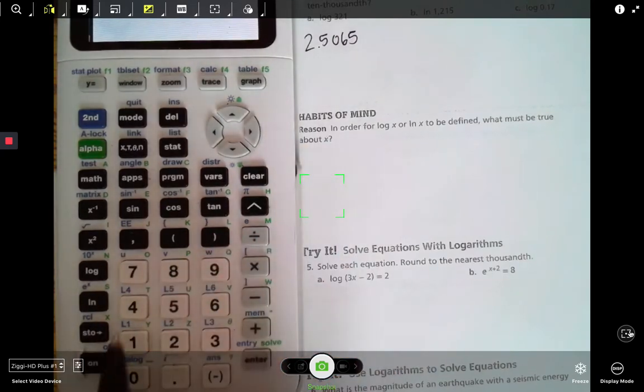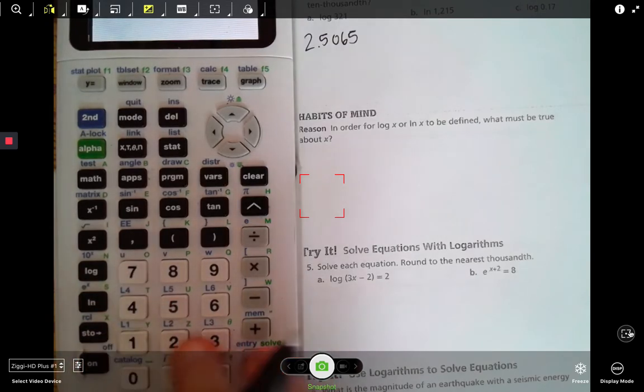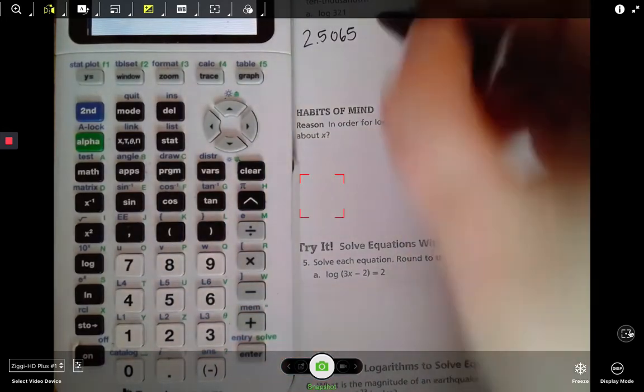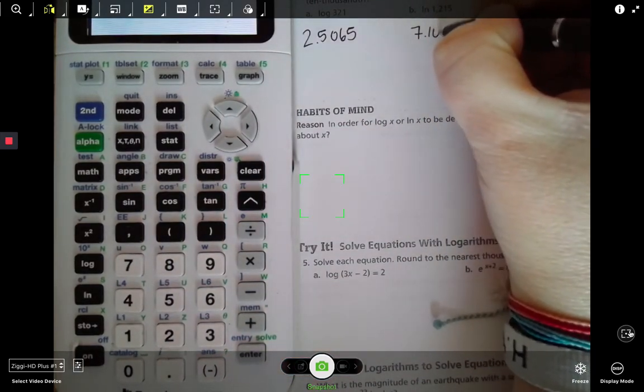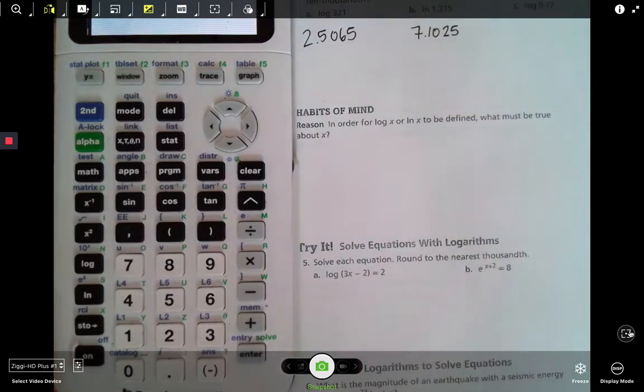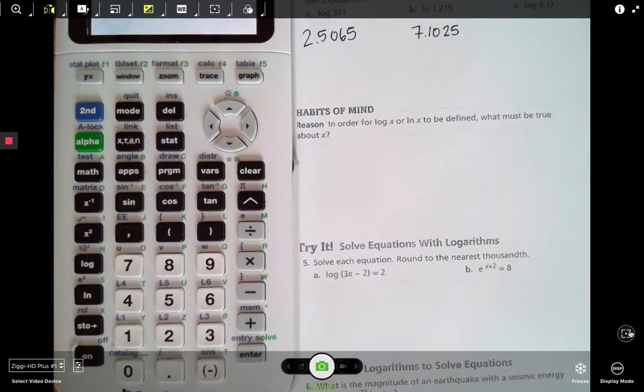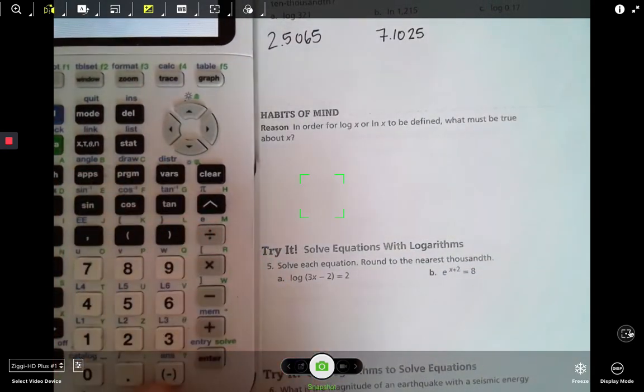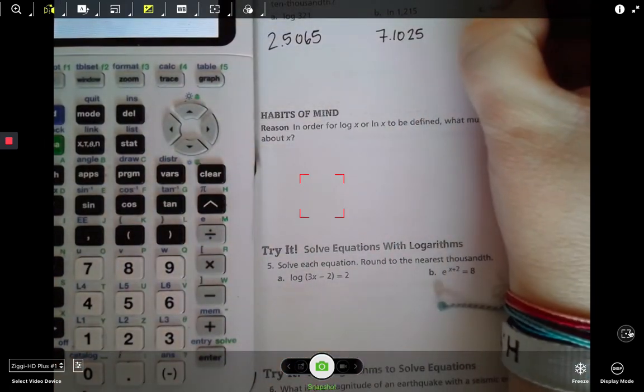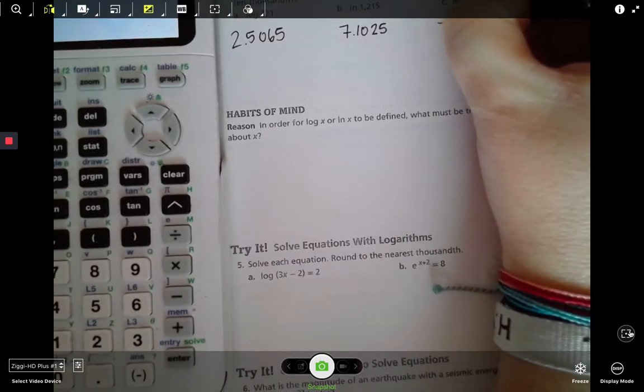All right, natural log is to the left of the 4. It's right below that. Did y'all see that one? All right, I'm going to hit LN and then 1215. And you should get 7.1025. You probably got a 4, but remember we're rounding, so that 9 makes us round up, right? And then my next one, log of 0.17 is negative 0.7696.